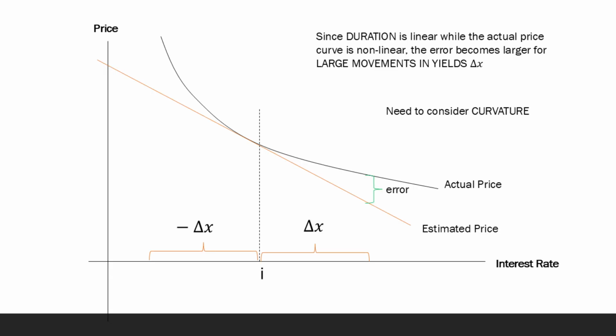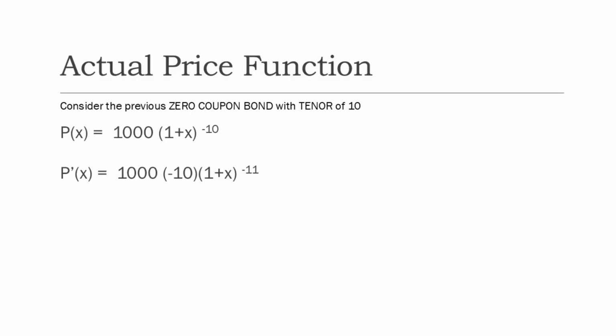So therefore, we have this graph over here with the estimated price given by duration and then the delta x away from the initial yield. So you're going to have that error over there. This means that in order to accommodate large changes in x where curvature is going to be important, you need to take a look at the curvature numbers, which is given by the convexity. Therefore, we need to take a look at not just the first derivative, but also the second derivative.